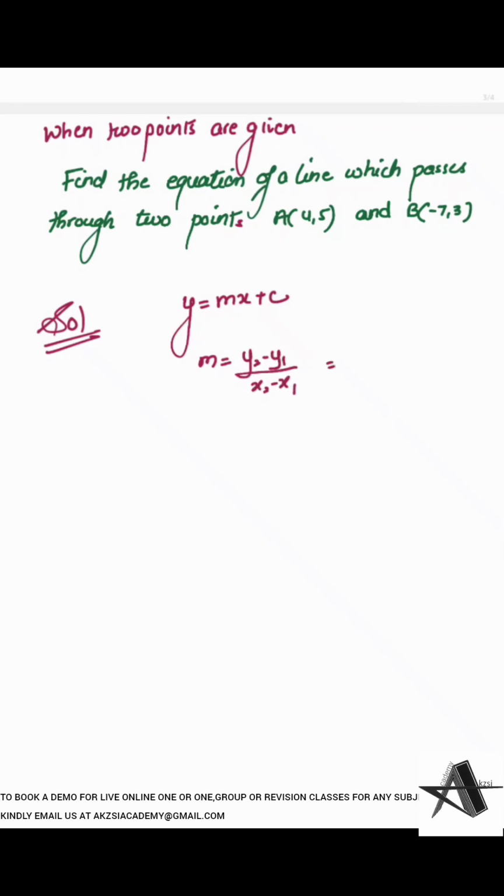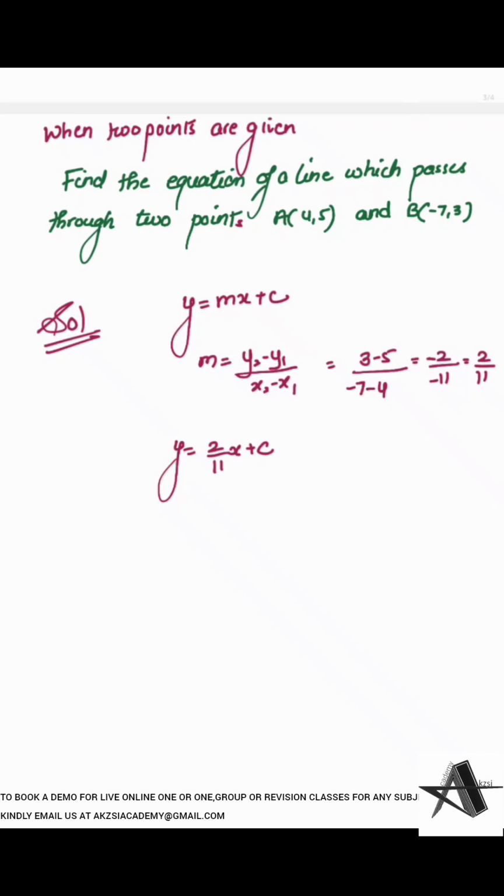So y2 minus y1, that means 3 minus 5, over x2 minus x1, that means minus 7 minus 4. So this will be minus 2 over minus 11, that is 2 over 11. So 2 over 11 is the gradient. Now I can substitute 2 over 11 x plus c here. My aim is to calculate c.